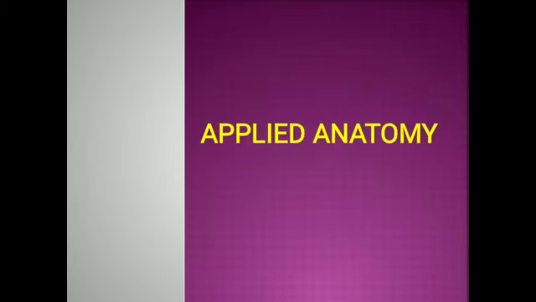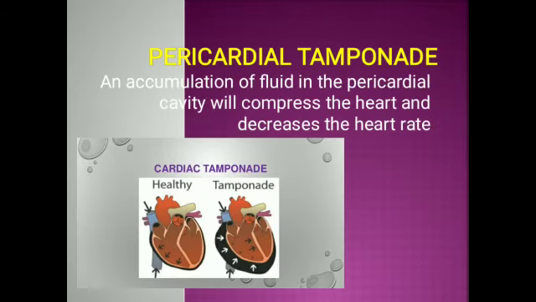Next, we look into the important applied anatomy of the pericardium. So here see, pericardial tamponade, an accumulation of fluid in the pericardial cavity. I told you about the two layers. One is the fibrous pericardium, then parietal and visceral. Between the two is the space called pericardial cavity which consists of fluid, okay. So an accumulation of fluid in the pericardial cavity will compress.